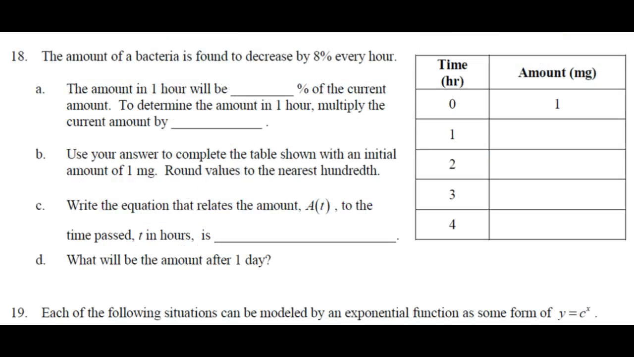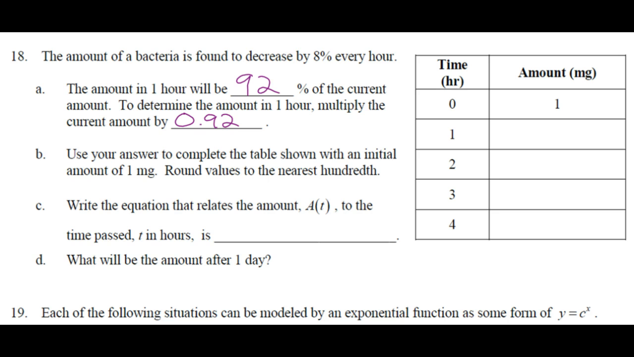The amount of bacteria is found to decrease by 8% every hour. Okay, now it's going down. The amount in 1 hour will be what percent of the current amount? 92. Key thing here: it's not 8% of the current amount. It's gone down by 8%, so there's 92% left. To determine the amount in 1 hour, multiply the current amount by 0.92, right? So we've got to convert percentages to decimals, 0.92.